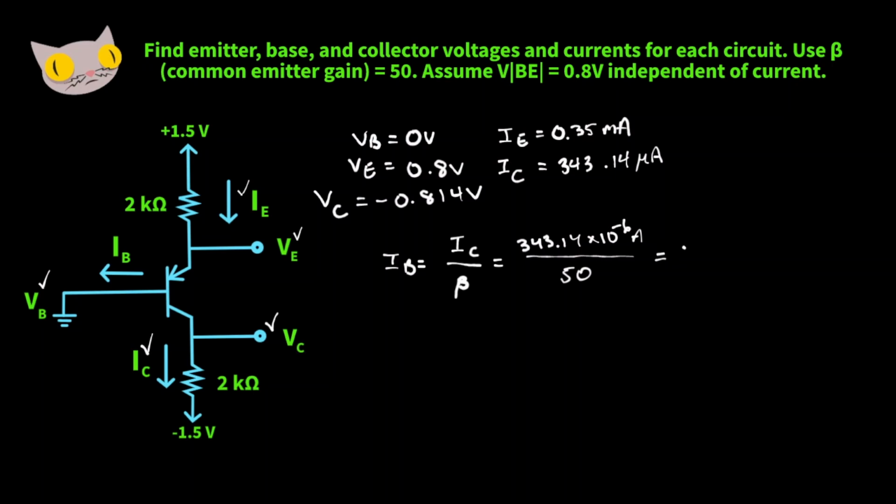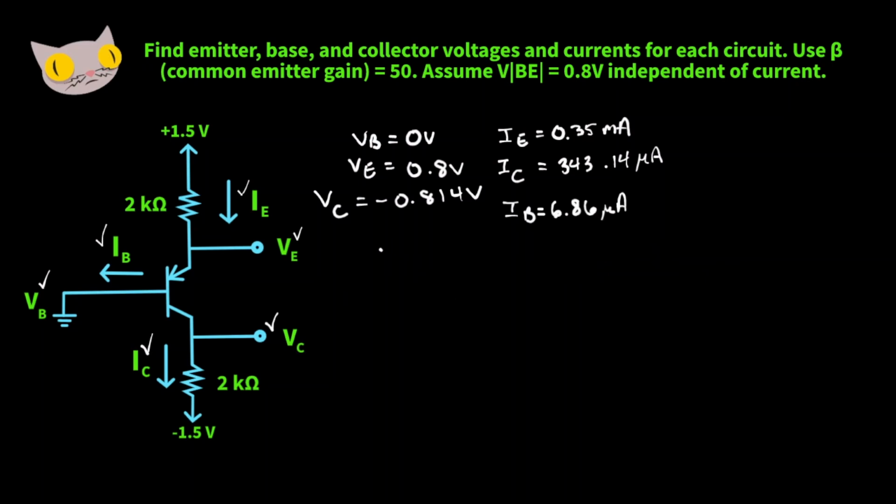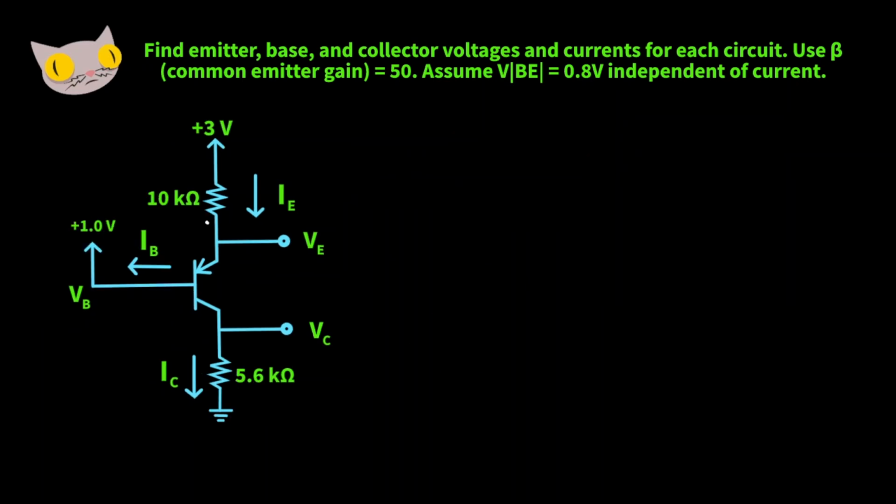That's going to give us about 6.86 microamps. So that's all of our values. Let's move on to the next one. So here's our next transistor circuit. Let's again first start by finding our base voltage.